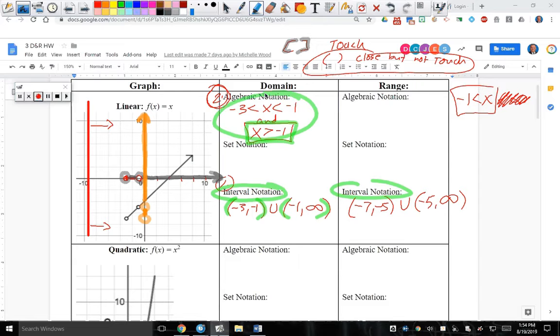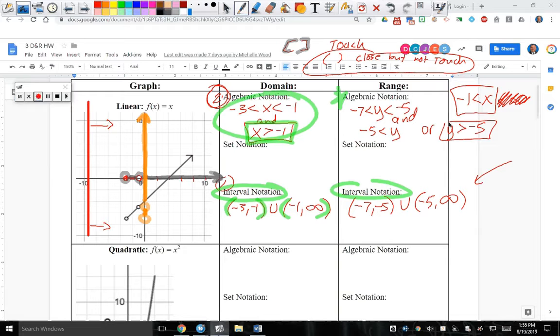Alright, Shalyn, how would it be with the algebraic notation for the range? You would do -7 is less than y, which is less than -5. Perfect. And then, Shalyn, what would be the -5 to infinity? -5 is less than y. Or she could have said what? Y is greater than -5. I would prefer that one, but either one will work.